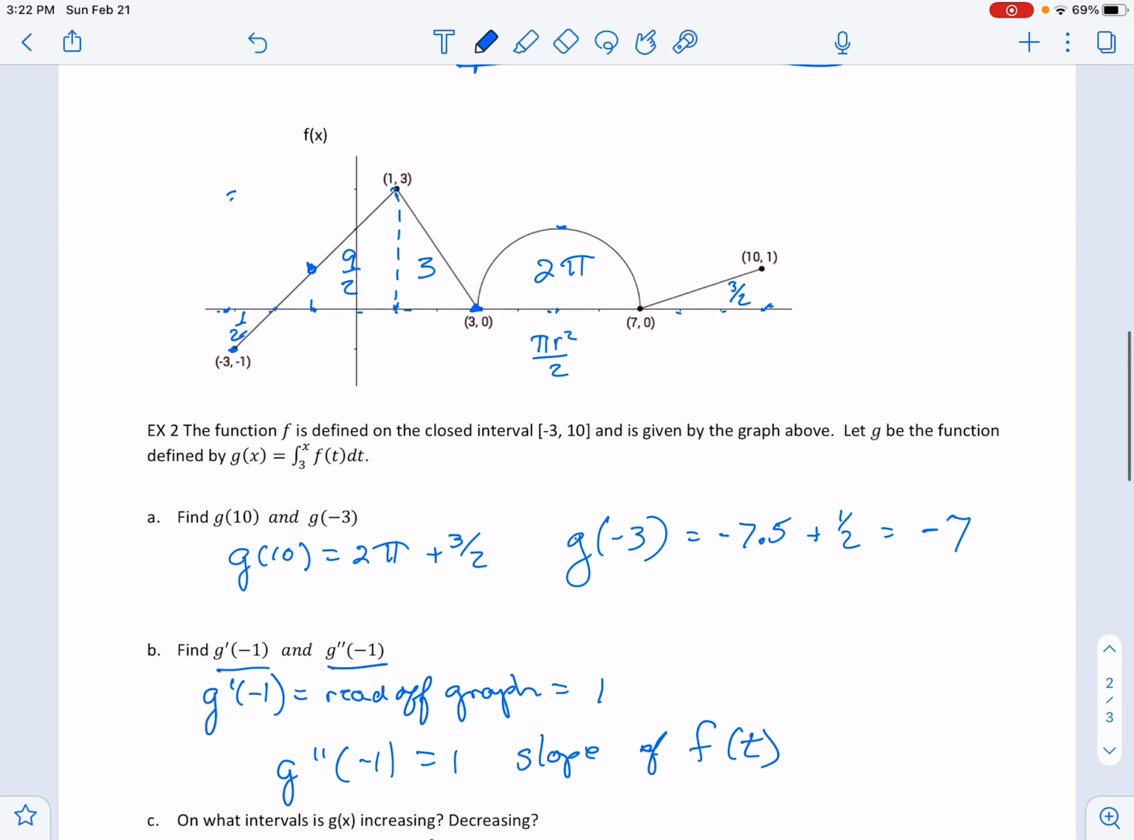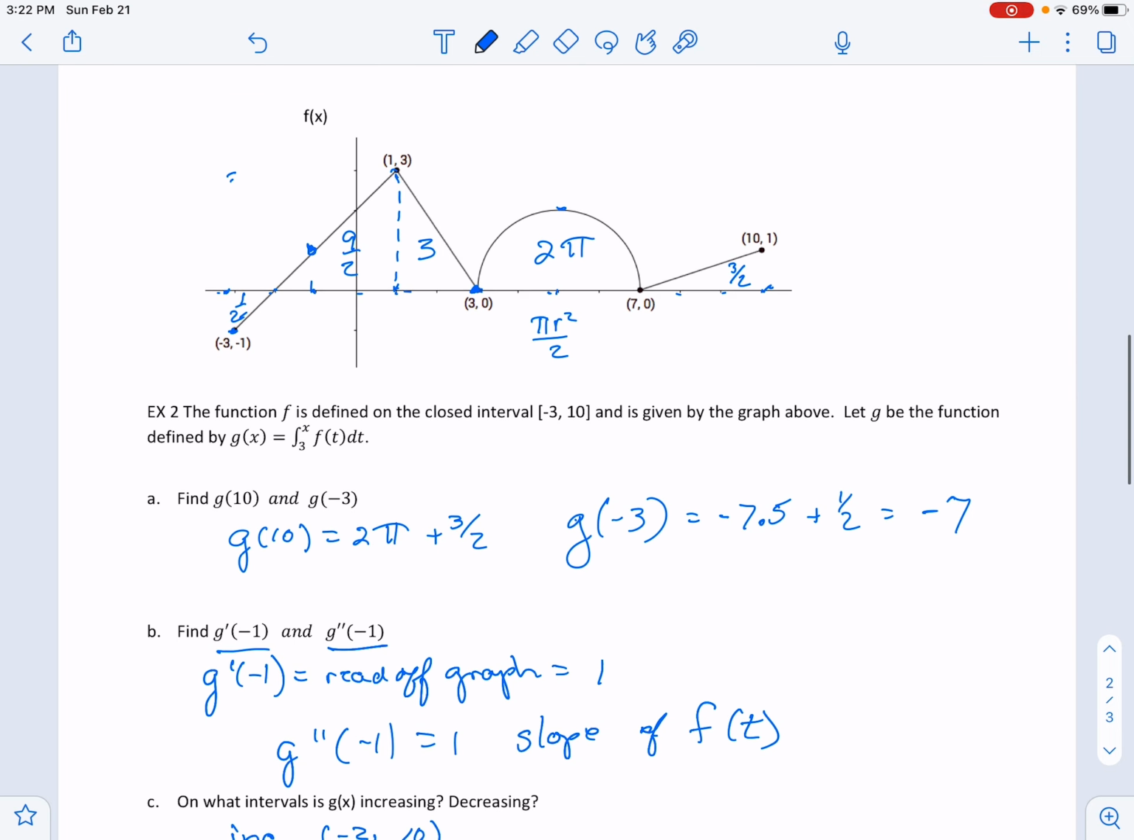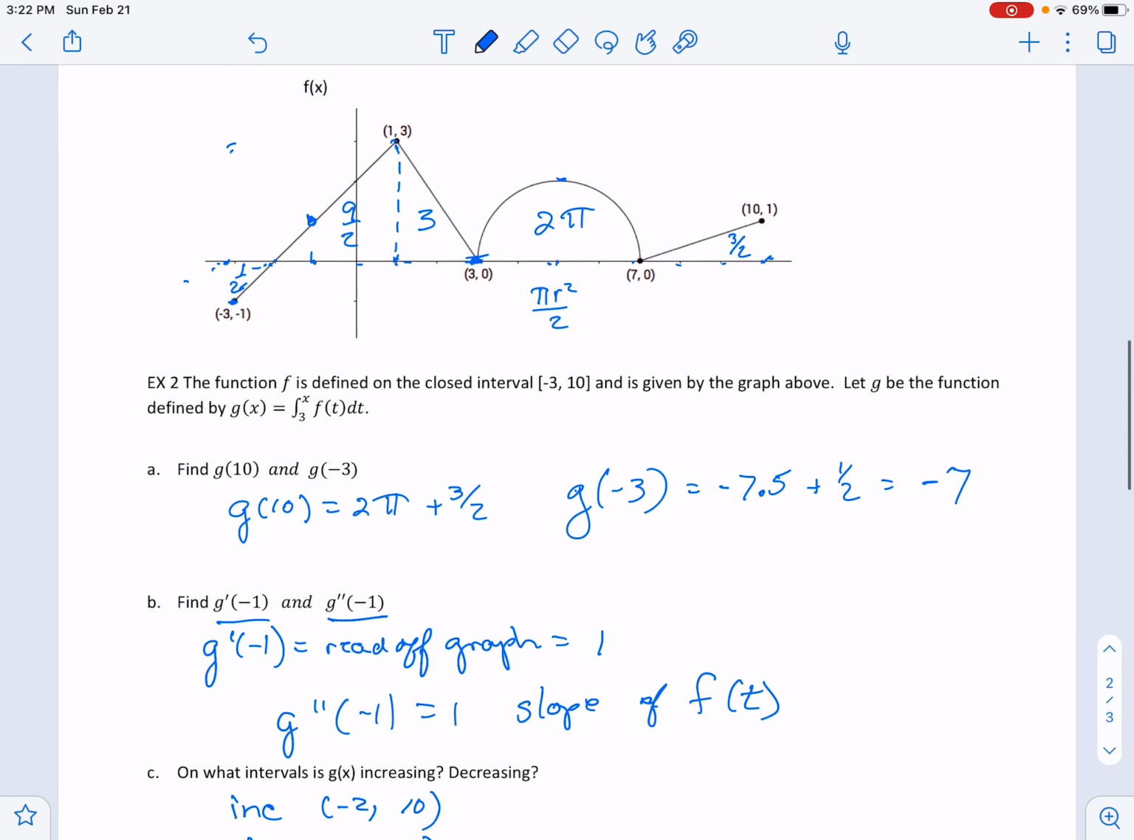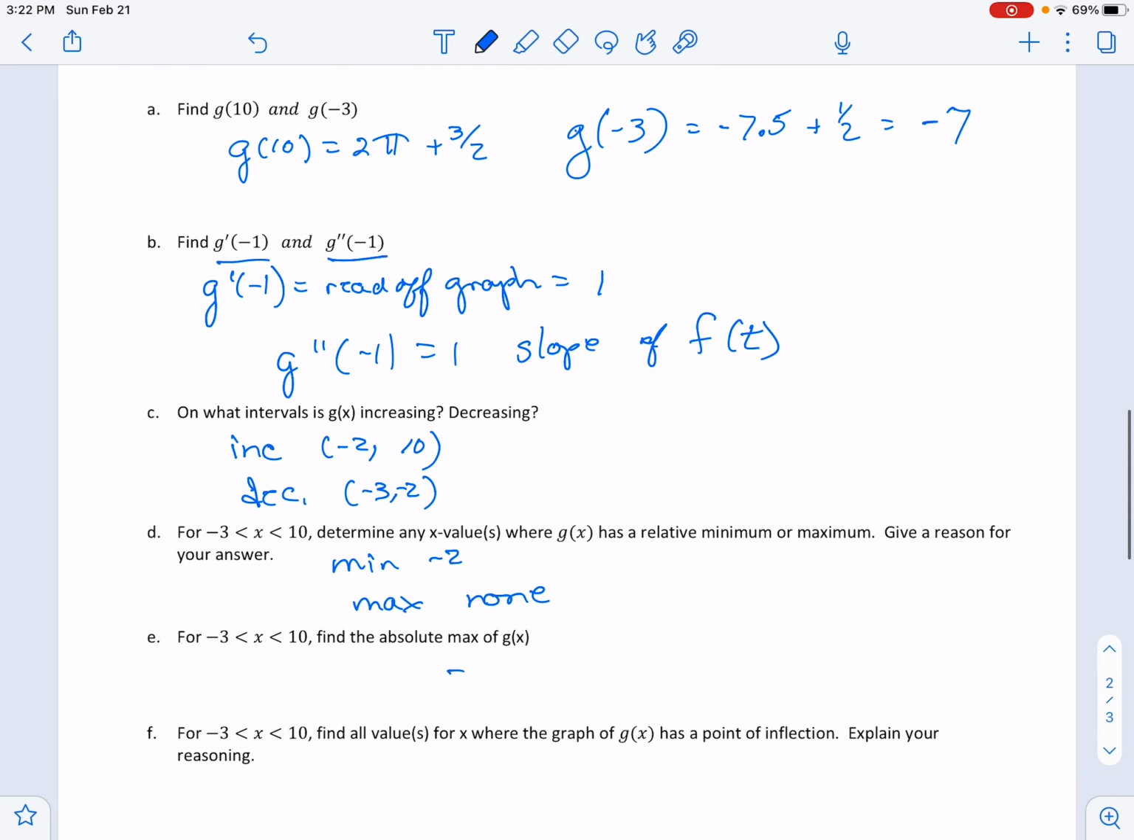Find the absolute max. Oh, that's interesting. We go this way. So this was negative 7. Those are all negative, and this is all negative values. So we'd only go this way. The maximum value would be 2 pi plus 3 over 2.